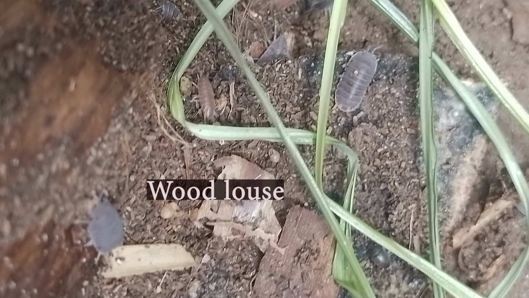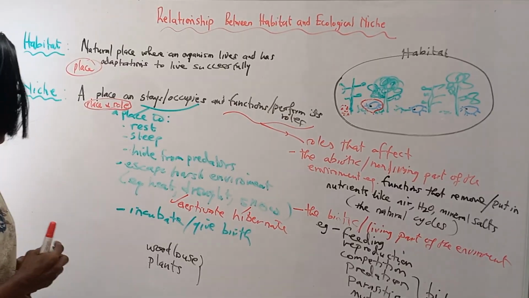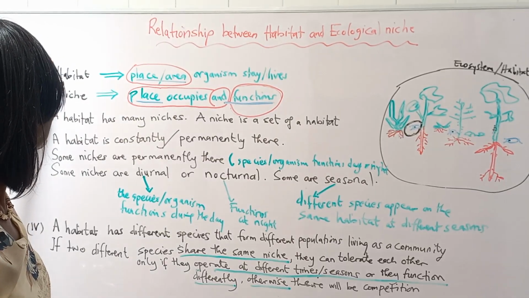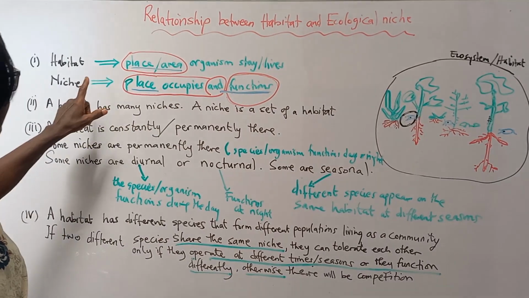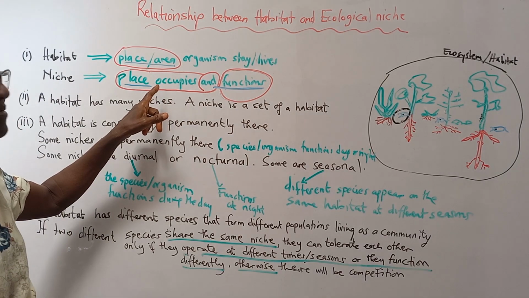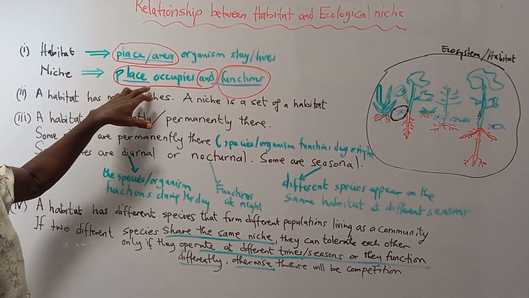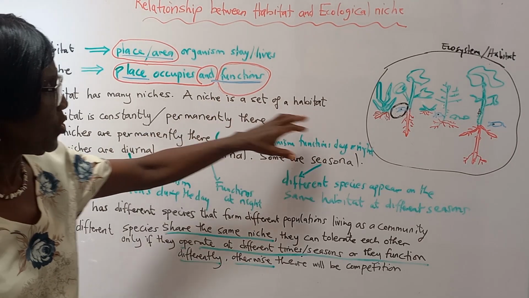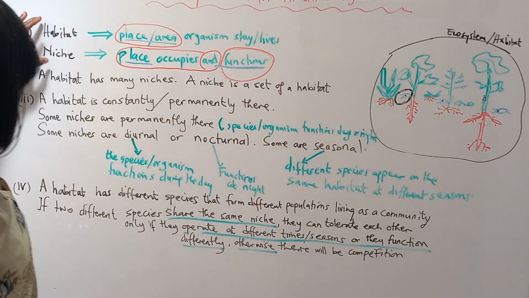So for some organisms, their niche is the place and function, the same place. So we have seen that one of the relationships between habitat and ecological niche is that habitat is just a place where organisms stay or live, but the niche is the place and function. So it's here and it's functioning, and that is the niche.